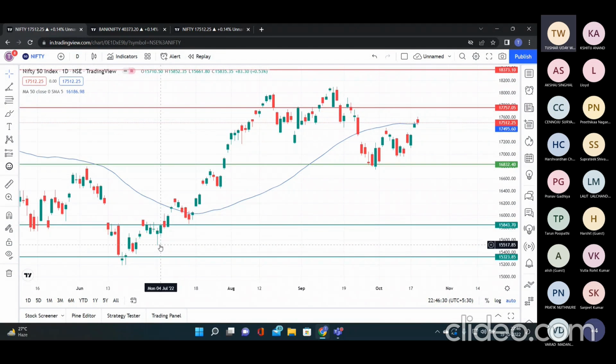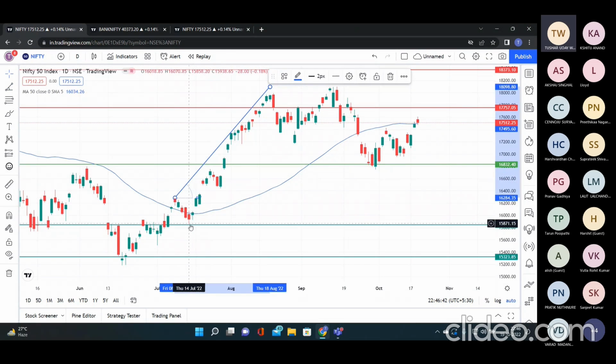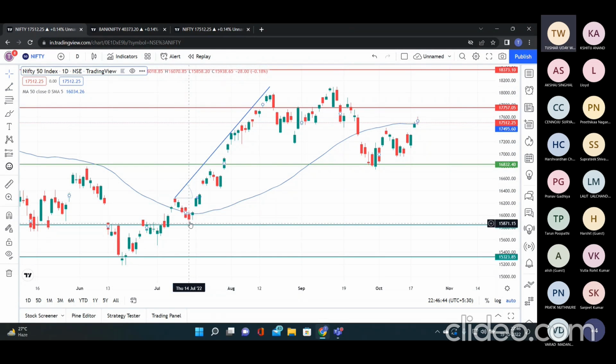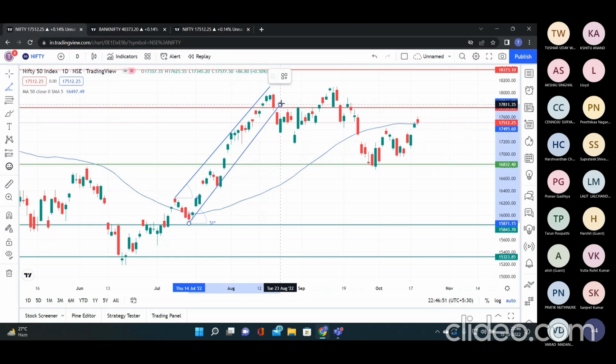So if we see from July 22 to August 2022, we can draw these trend lines, from this high towards this, and from 14 July's low. From these two lines, you can see that the market is having an upward movement, and we can also see how vigorously the market is moving upwards. It is having a 51-degree slope, meaning the market is moving very rapidly towards higher support and higher resistance levels.